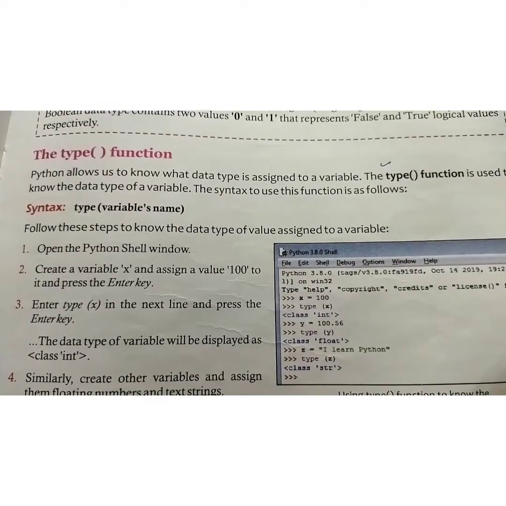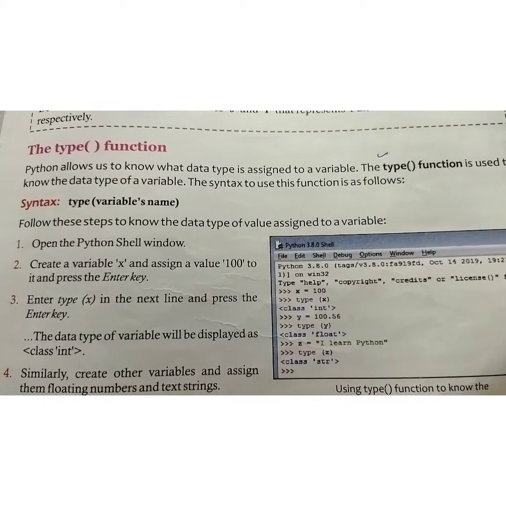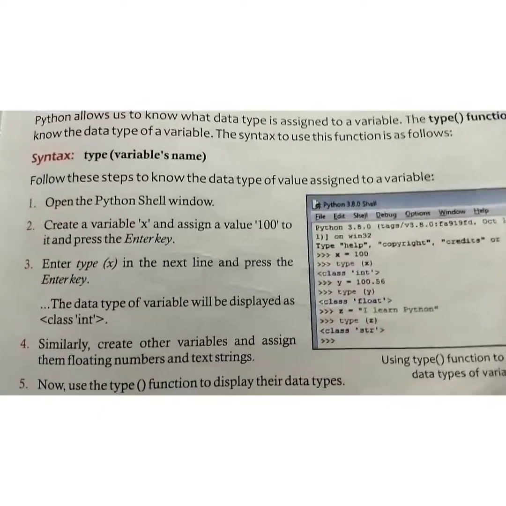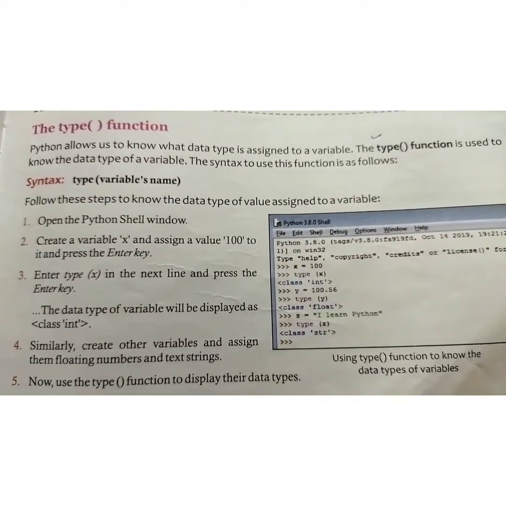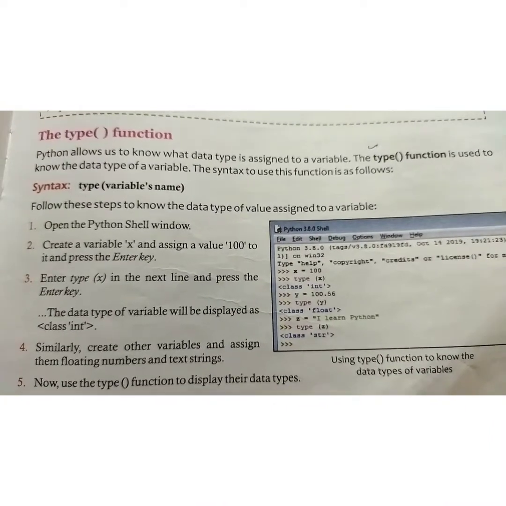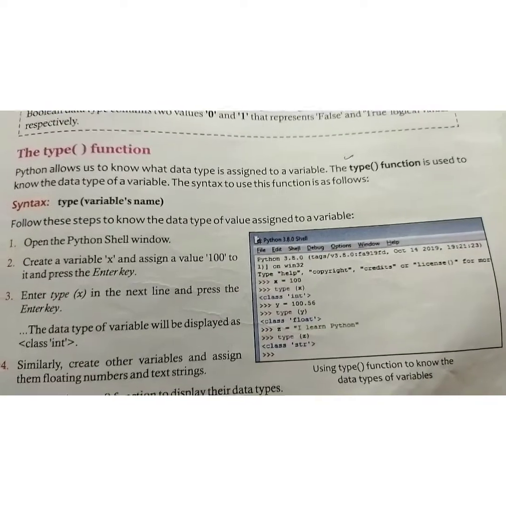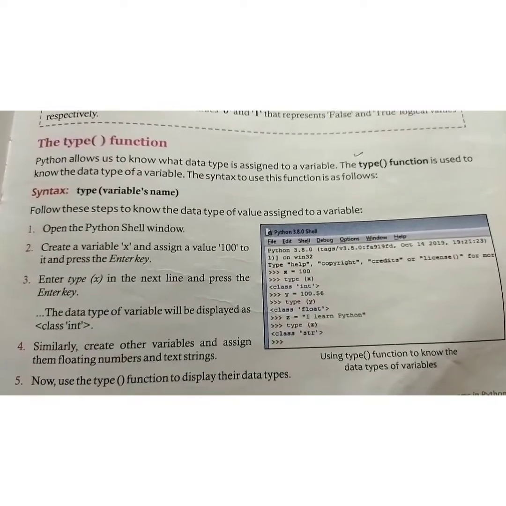First of all, open the Python program. Open the Python shell window. Create a variable x and assign a value 100 to it and press the enter key. Then enter type(x) in the next line and press the enter key. The data type of the variable will be displayed as class int.